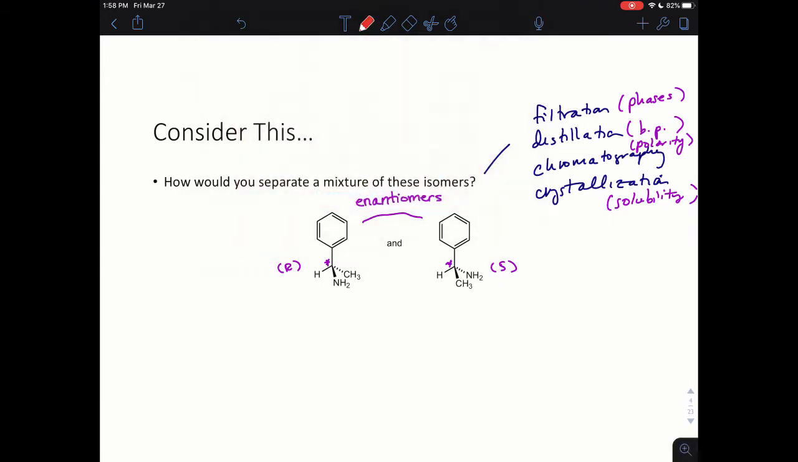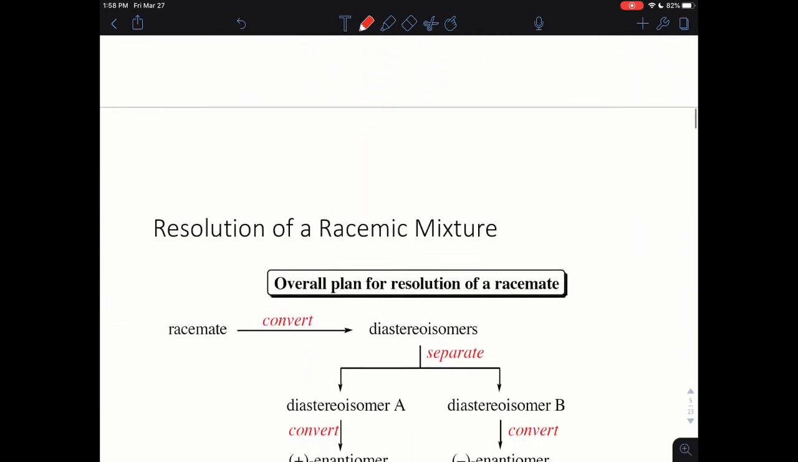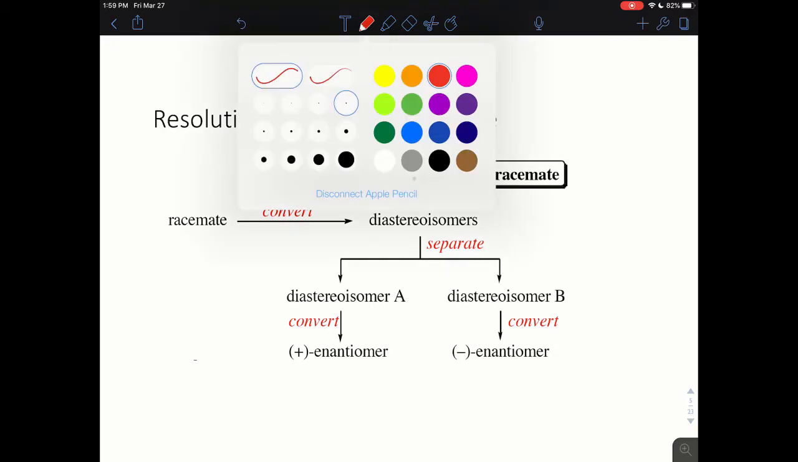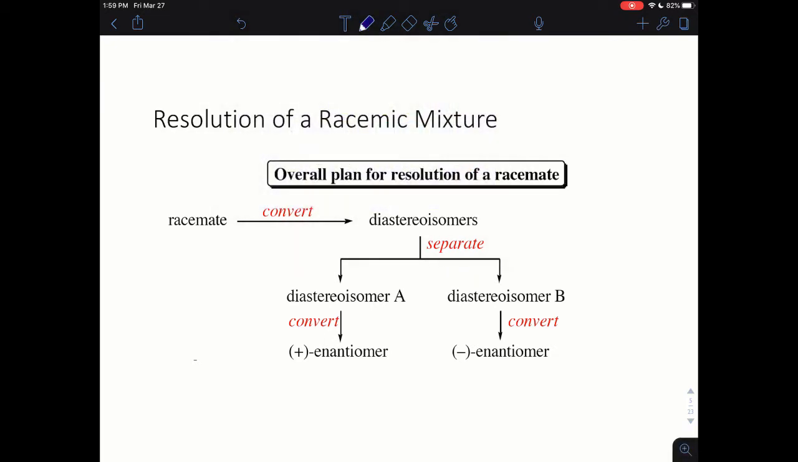So basically, if we are going to separate a mixture of these, we are going to need something chiral to do that. Just recall the handshake. We need something chiral. We need one hand to distinguish between these two hands of this molecule. Okay, so what that process is called resolution. So resolution allows you to separate a mixture of enantiomers.